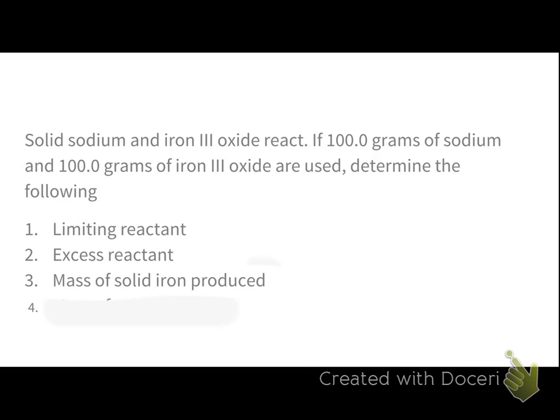The third is the mass of solid iron produced. So now we know that iron is going to be something that we're going to be producing. That's going to be one of our products. So that's just like determining how many cars we produced. We made 5 cars. Now we're just determining how much iron we can make. And then the last thing is the mass of unused excess. So that was the amount of headlights that we had left. We had 2 headlights left after we made our 5 cars.